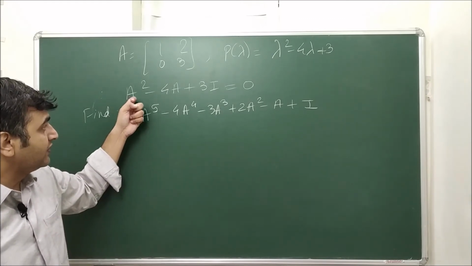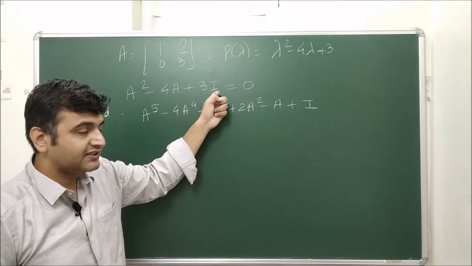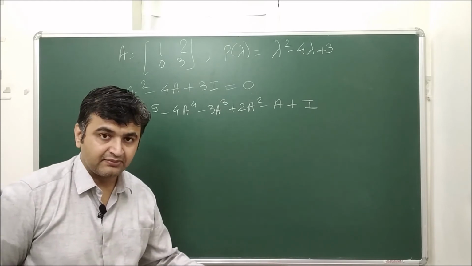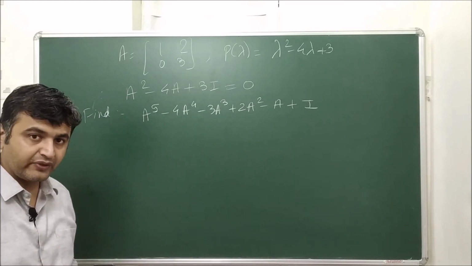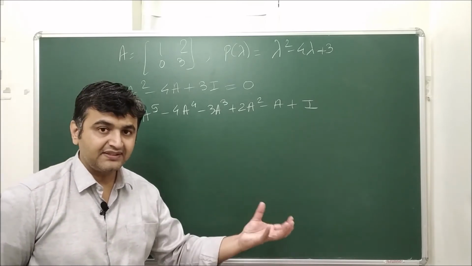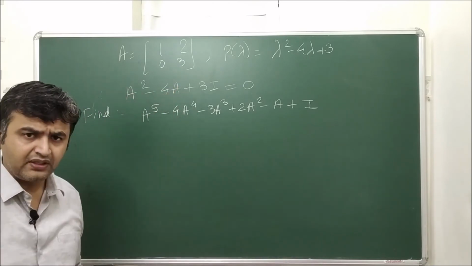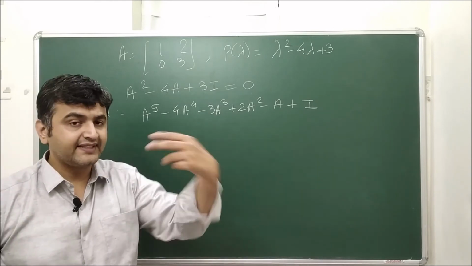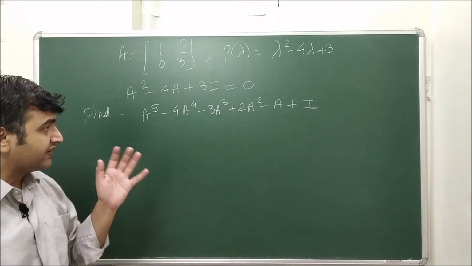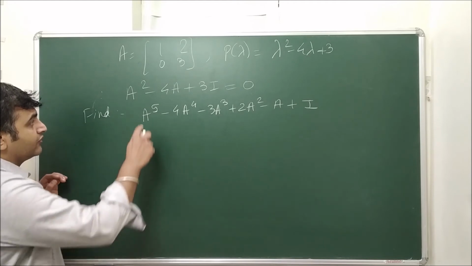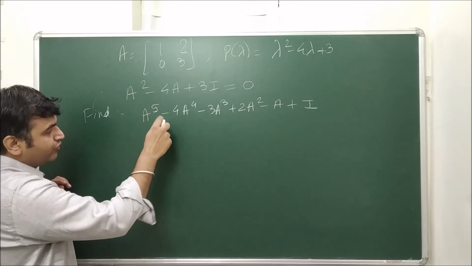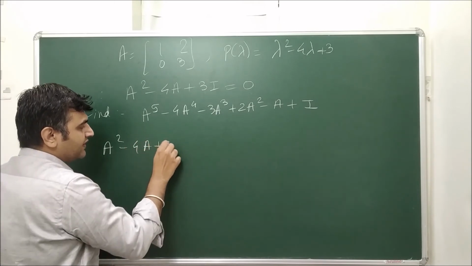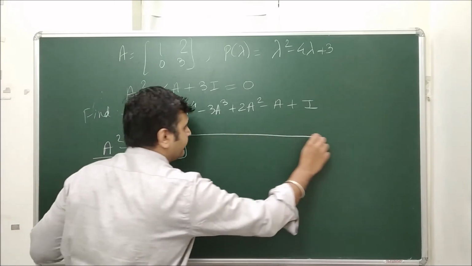Once I have this, I know A square is something times A plus something times I. Then A cube also is something times A and something times I. Similarly, A raised to 4 and A raised to 5 are something times A plus something times I. So you can do that till A raised to 5 and then plug in everything over here and simplify. That is the second method. Third method, you can actually do the division algorithm. You divide this by this. So A square minus 4A plus 3I, you divide into this.